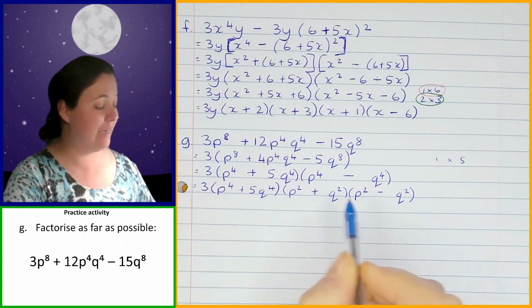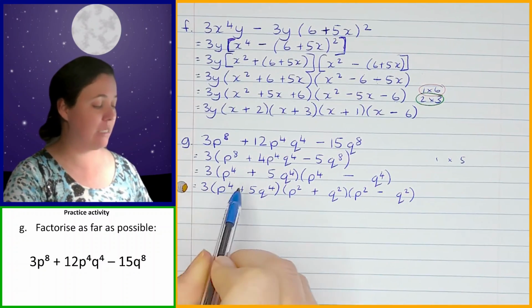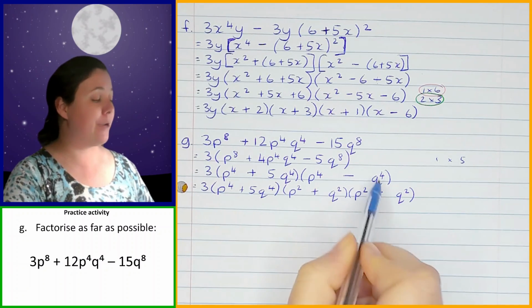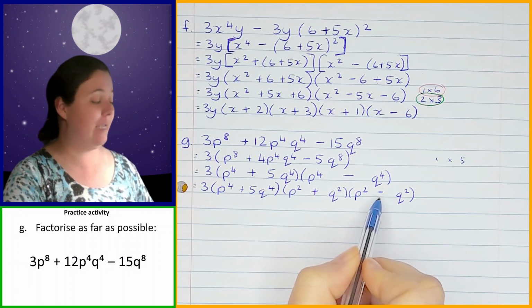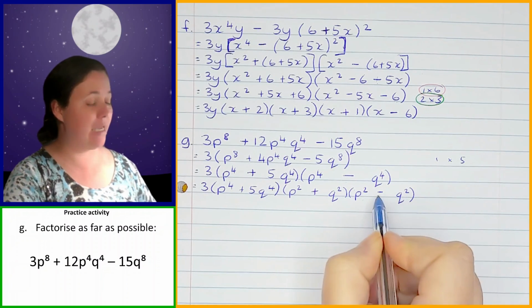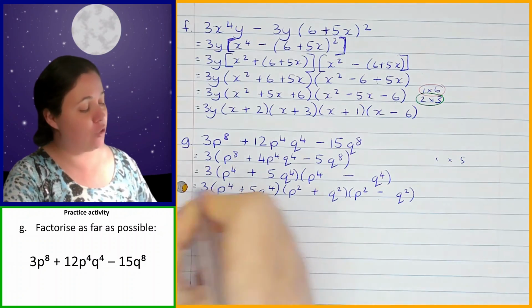Now if you check again, I still can't do anything else with this, or with that. I can't do anything else with this either because there's a plus. But I can factorize this one further because it is still a difference of 2 squares. That's a perfect square, that's a perfect square, and I'm subtracting them. So I'm going to do that again.